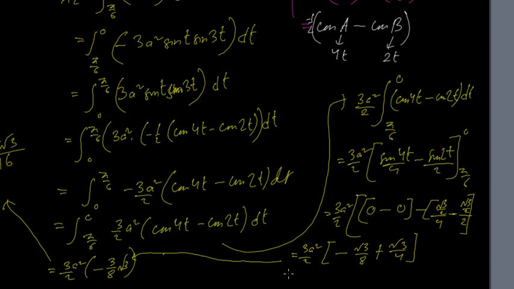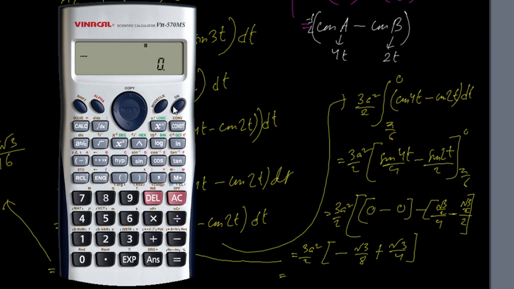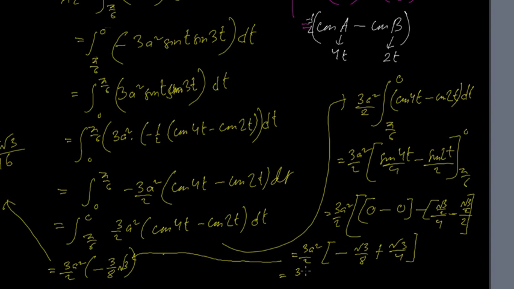That means this would be 1 by 4 minus 1 by 8. So this would be, let me bring out the calculator, 1 by 4 minus 1 by 8. This is 1 by 8. So that means 3a square by 2 into root 3 by 8. Okay, because the area cannot be negative here, that's why I was getting concerned about this, because this was coming in negative. So that was the reason.